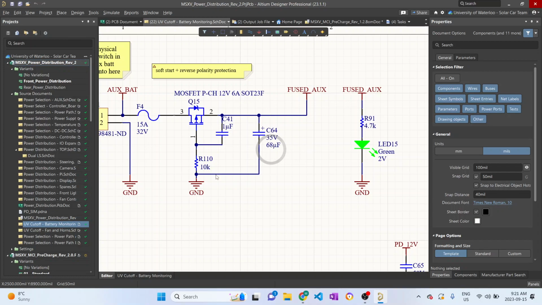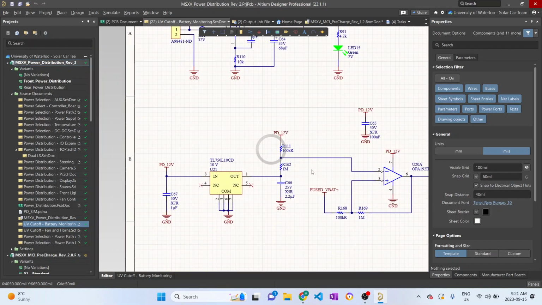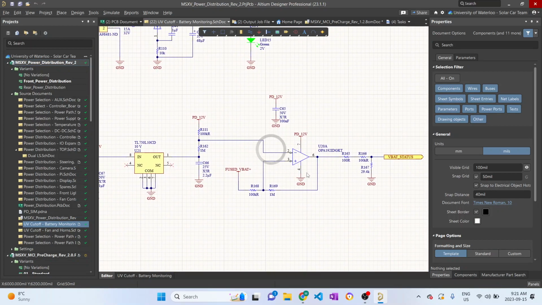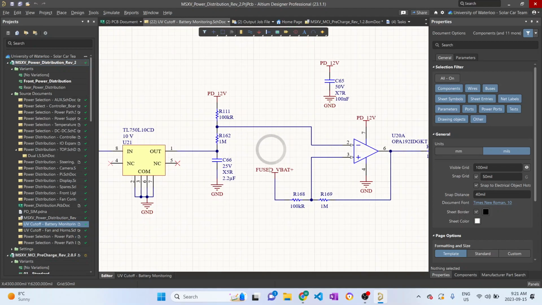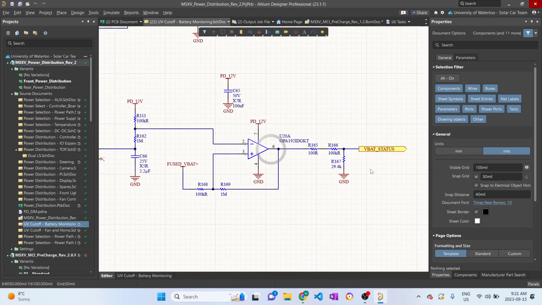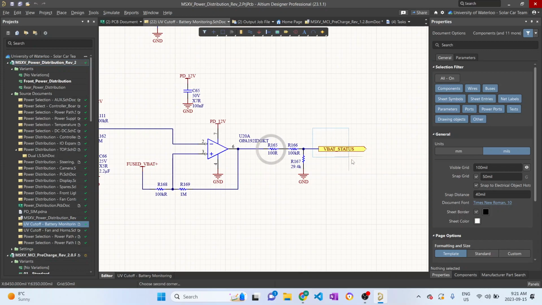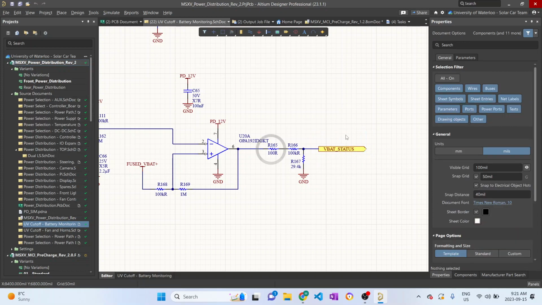And this is just a filtering capacitor connected to that helps fuse the aux with its regulated voltage. And over here, all we have is a comparator, and it checks if the battery voltage is above 11.6 volts, which is this fused battery, and if it is, then it uses the PD 12 volts at the output, and then we use a voltage divider so we can read the battery status. Firmware reads this, and if it's good, then it just leaves the battery on. If it's not, then it turns the battery off for a little.